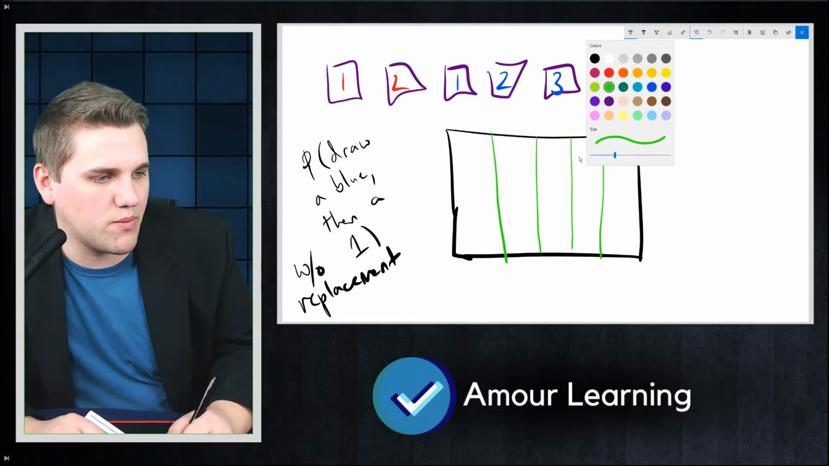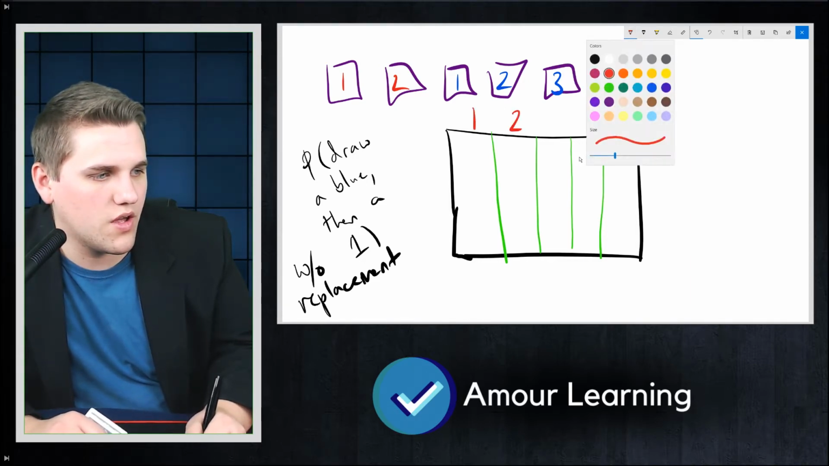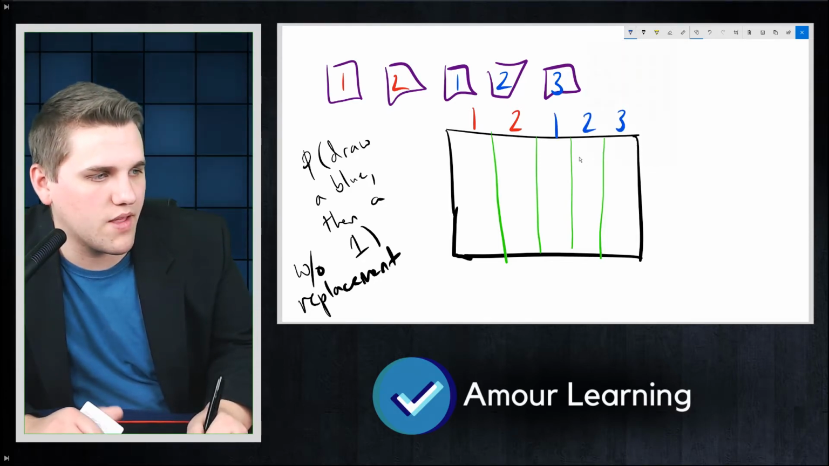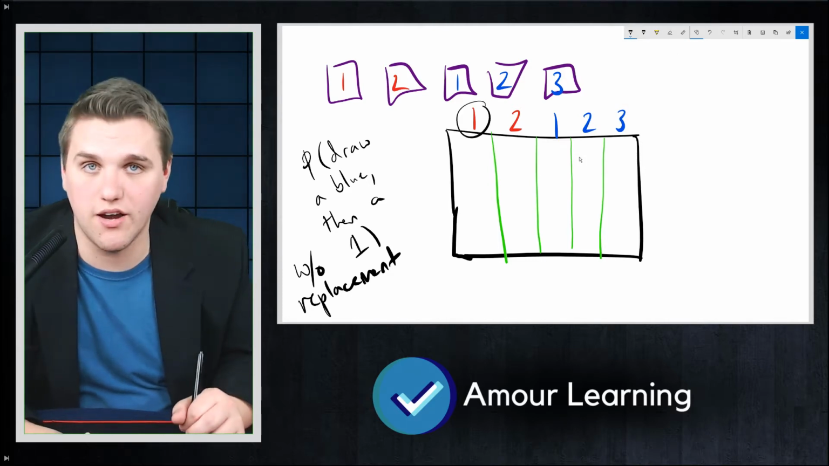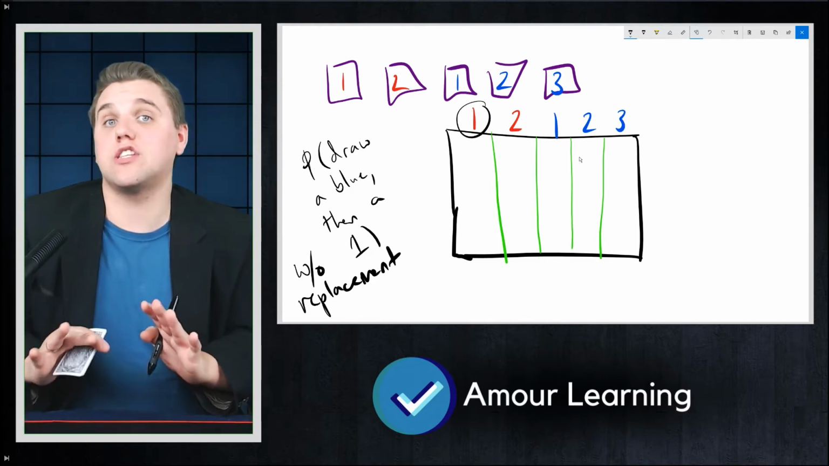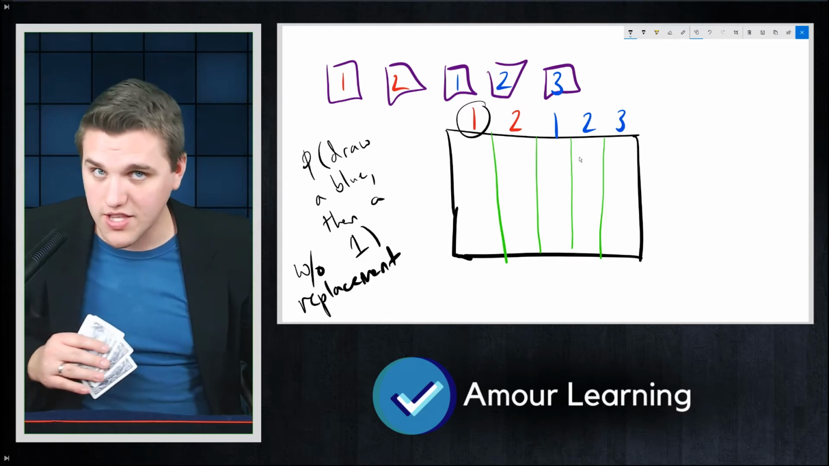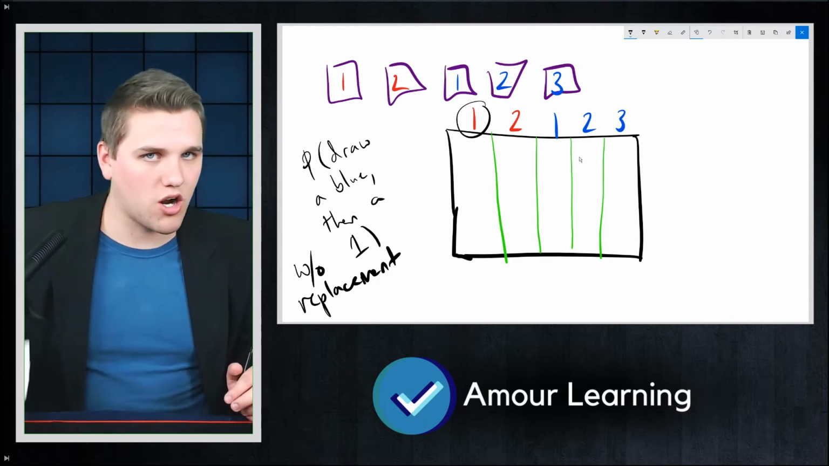And again, these people drew a red 1, a red 2. These people drew a blue 1, blue 2, and a blue 3. Now, for those who drew the red 1 here, how many cards are they confronted with? They're confronted with 4 cards, because keep in mind, they drew a red 1, they put it off to the side, and now they have 4 cards.